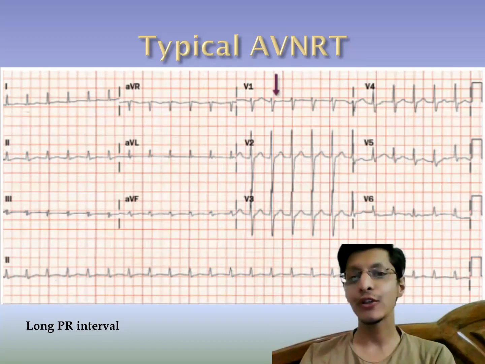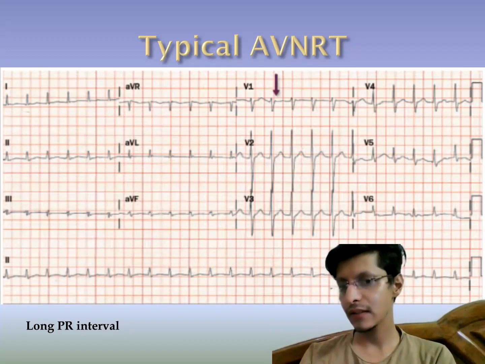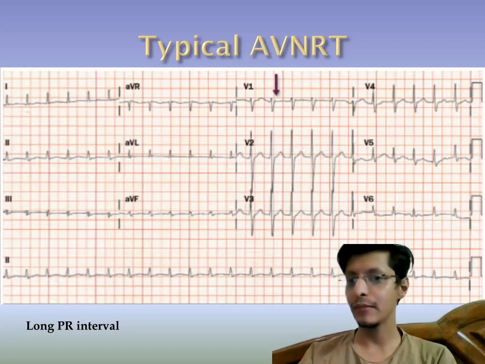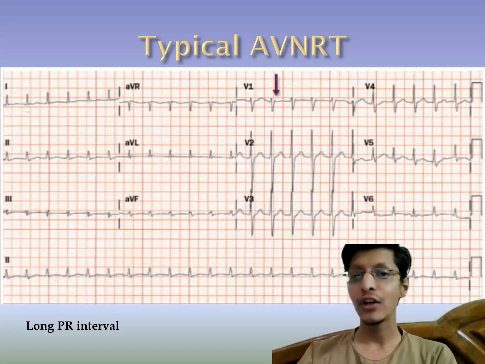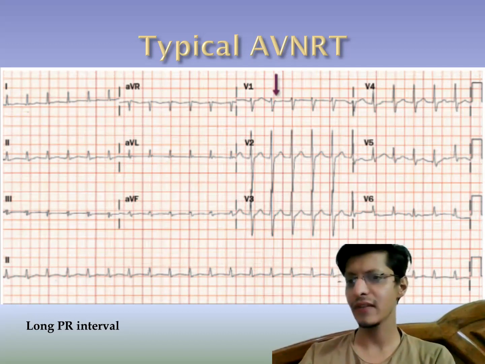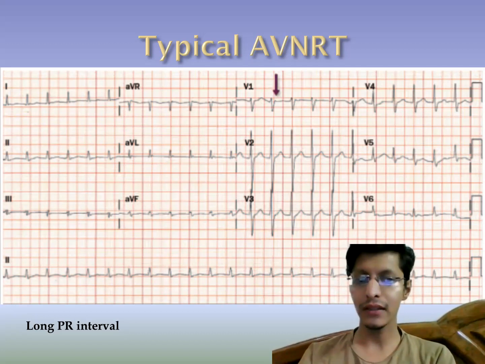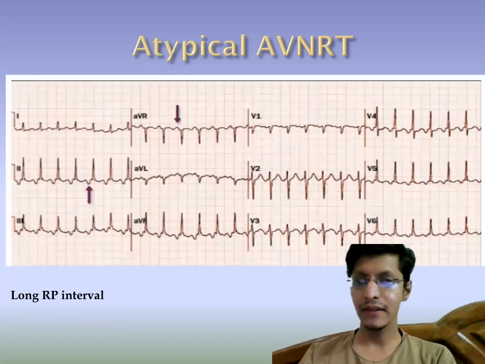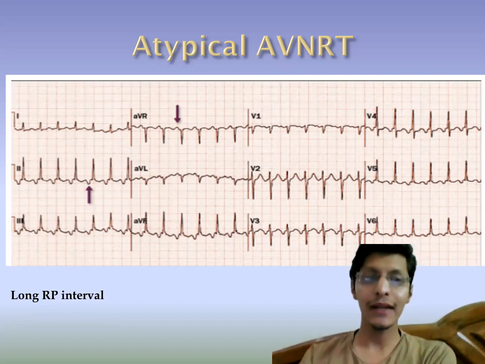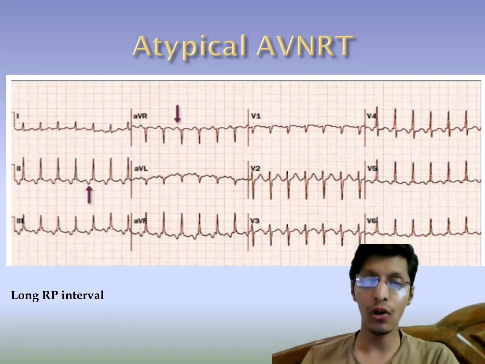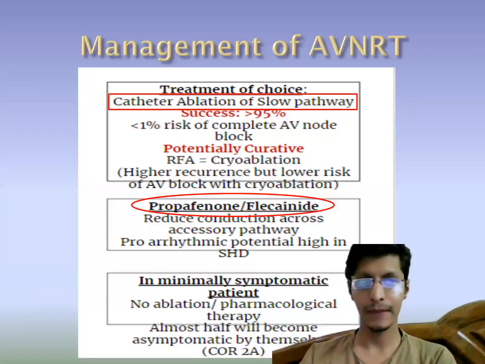First of all, look at the QRS. It is a narrow complex QRS. Okay. Second, it is coming at a regular interval. So it is a regular narrow QRS complex. You cannot visualize a P wave, so it is definitely a typical AVNRT having the symptoms of PSVT. Now this is an atypical AVNRT where you can see negative P waves in 2, 3 and aVF and a positive P wave in aVR with a long RP interval. Okay. So what is the management of AVNRT?